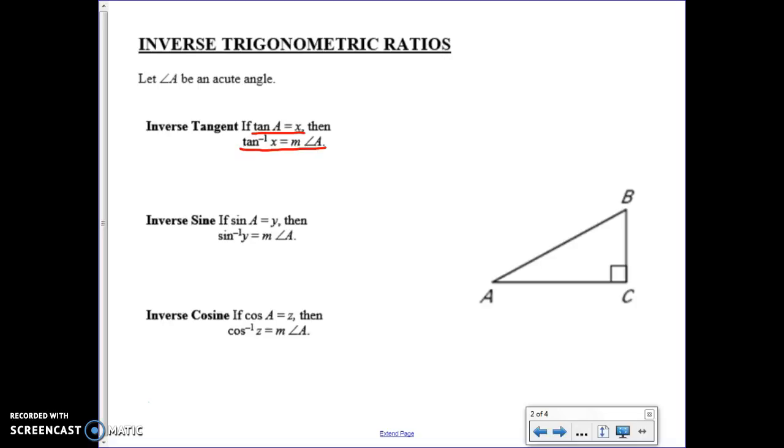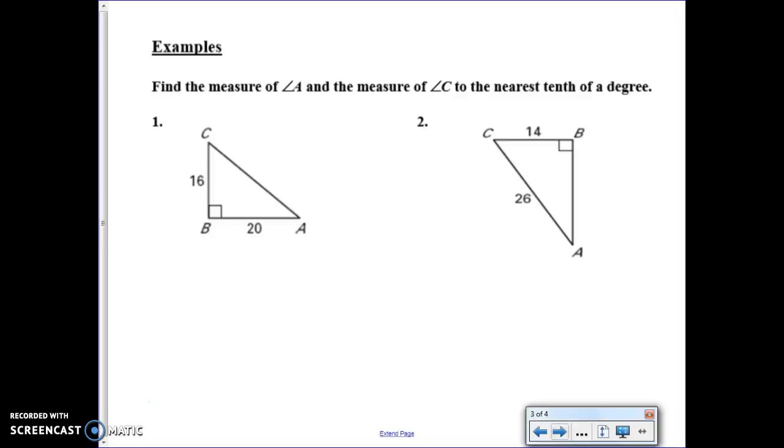We're going to talk about that in class. But I'm going to show you what this process looks like when you're solving on your homework. So find the measure of angle A and the measure of angle C to the nearest tenth of a degree. When we find the measures, we're going to do them both using our trig functions just so we can practice that. So let's start with finding the measure of angle A. First thing, as always, I'm going to write SOHCAHTOA up top.